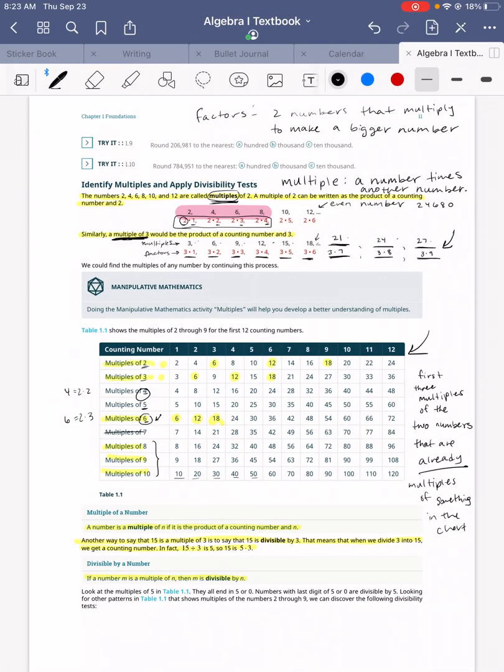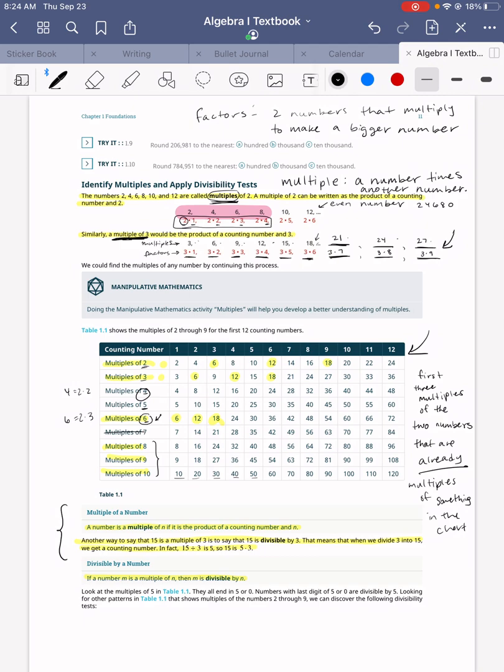Now, if you want to get technical, this right here is the official definition of a multiple. So I'm going to read that to you. Now, I know you're really good at math, so this may be a way you want to remember it. A number is a multiple of n. N in math is always used to represent an unknown number. So a number is a multiple of n if it's the product of a counting number and n.